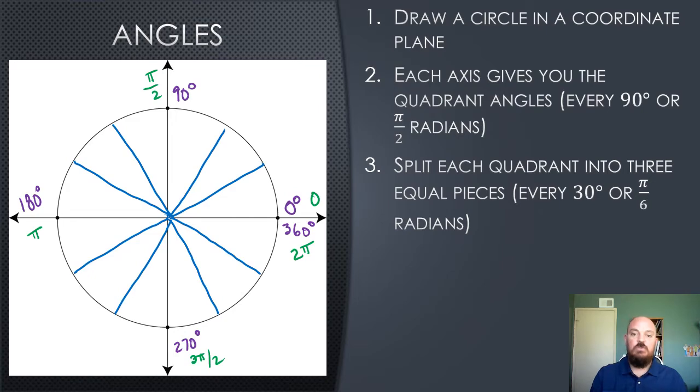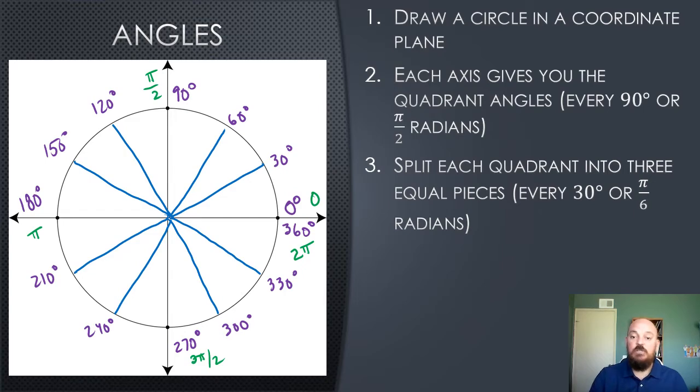So let's do both degrees and radians. Degrees are always easier for these. So starting at 0, I'm just going to add 30 each time. It's 30, 60, we already have 90, 120, 150, we already have 180, 210, 240, we have 270, 300, 330, and we have 360.